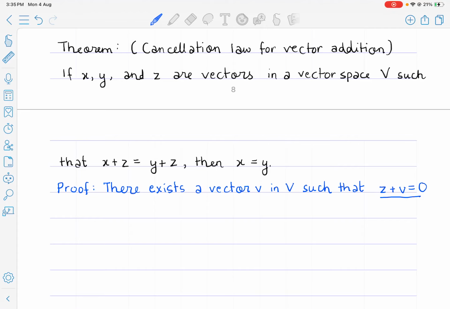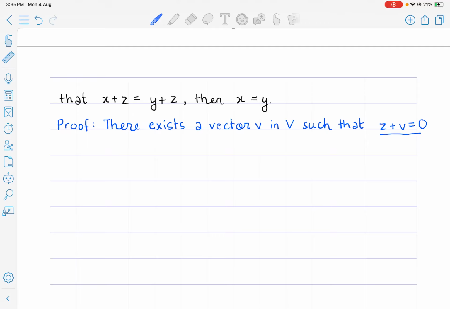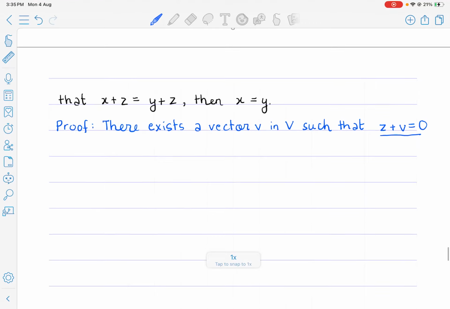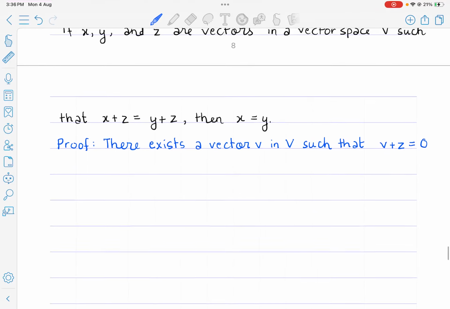If x, y, z are vectors in vector space V such that x plus z is equal to y plus z, then x is equal to y. And what is the proof? There exists a vector v in V such that z plus v is equal to 0. I have taught you that for every vector there is such a vector, which is called the additive inverse. This is in a vector space by the assumption of a vector space.